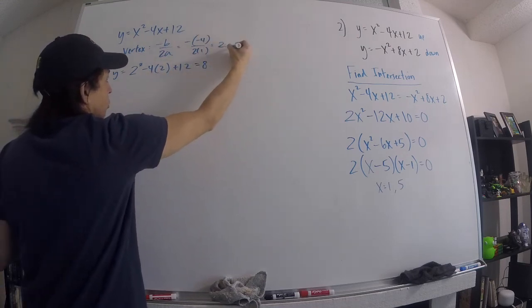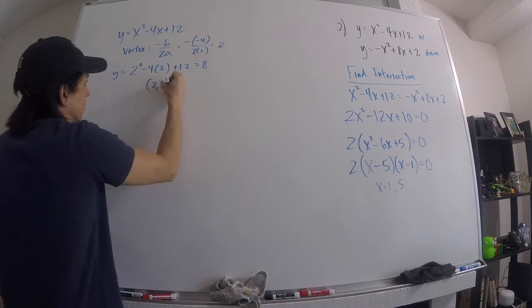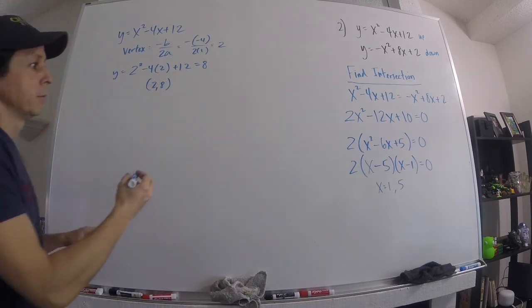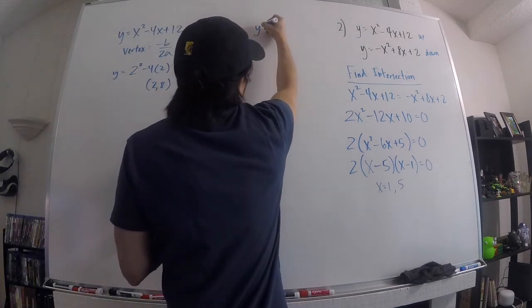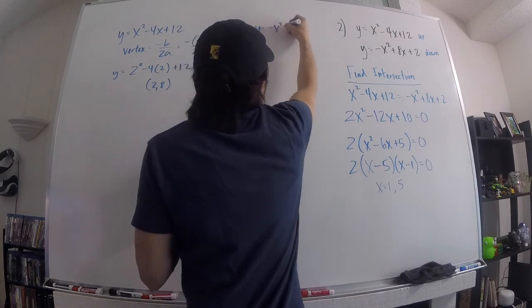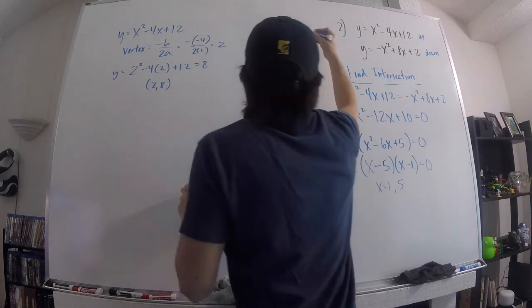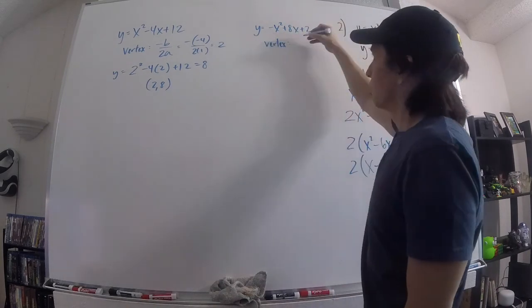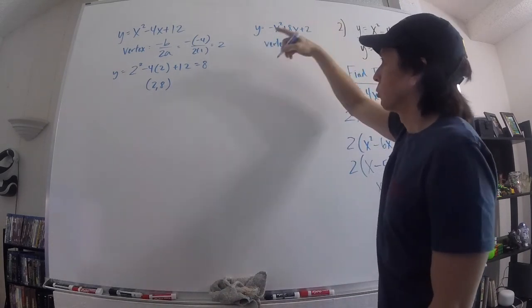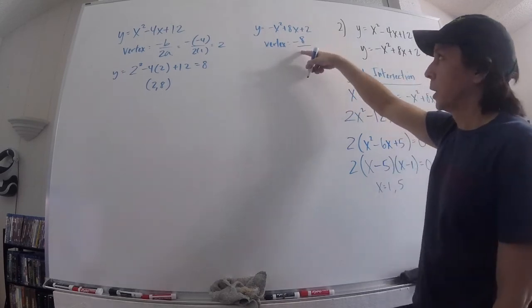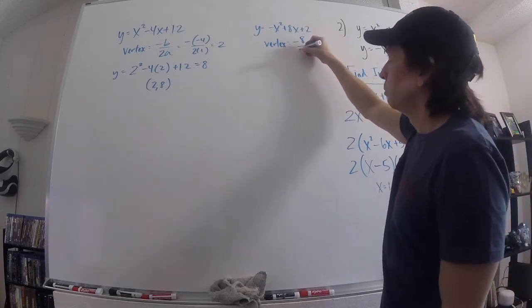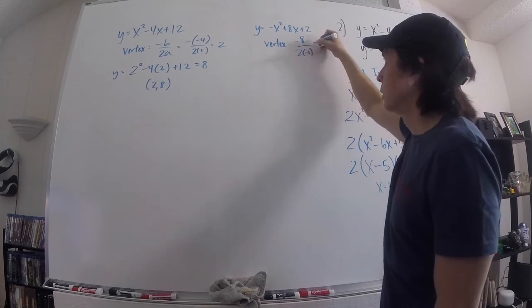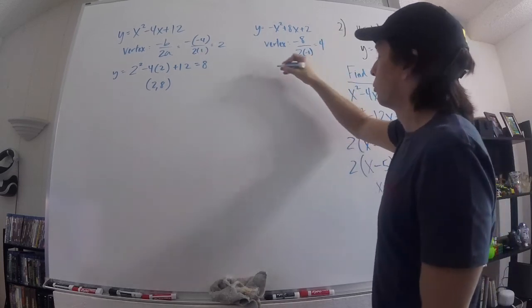So the vertex is at 2, 8. And the other one, the x coordinate of the vertex will be negative b over 2. I'm just not going to copy down the form, but negative b over 2 again, negative 8 over 2 times negative 1, and that'll be 4. That'll have a vertex at 4.